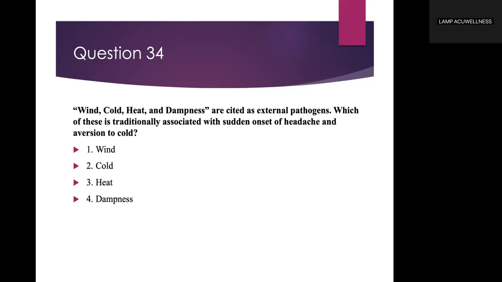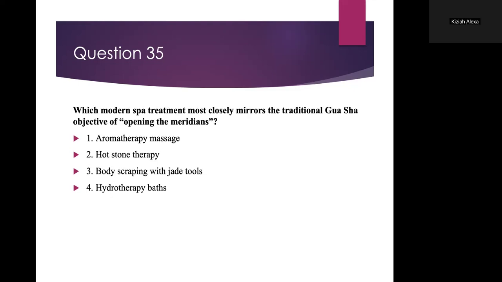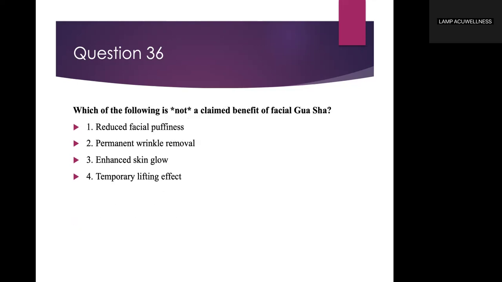Wind, cold, heat, and dampness are cited as external pathogens. Which of these is traditionally associated with sudden onset of headache and aversion to cold? Wind. Which modern spa treatment most closely mirrors the traditional Gua Sha objective of opening the meridians? Body scraping with jade tools. Which of the following is not a claimed benefit of facial Gua Sha?